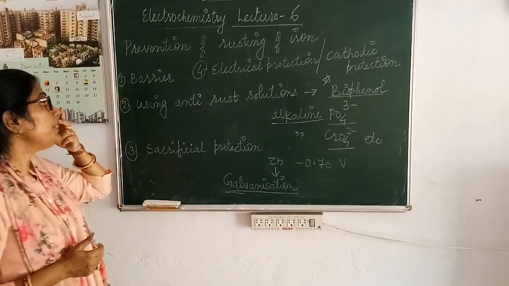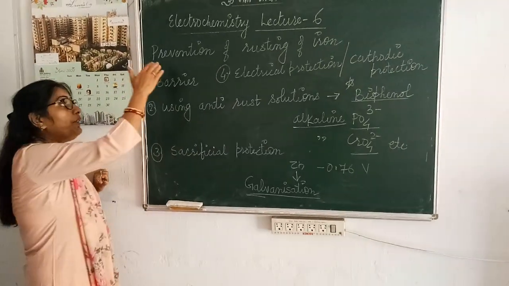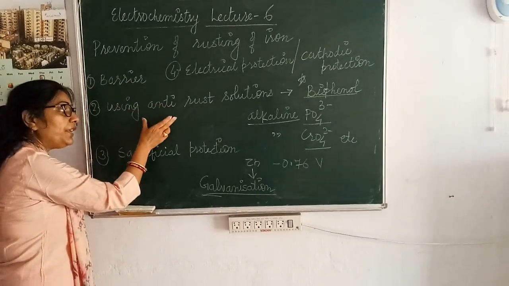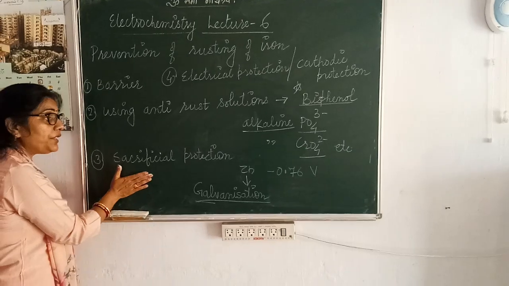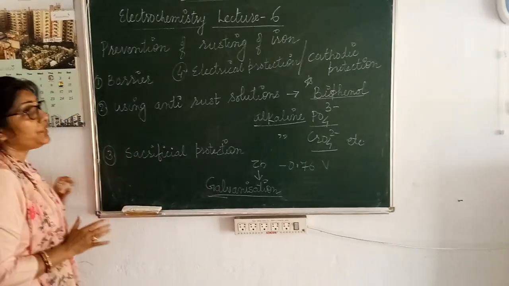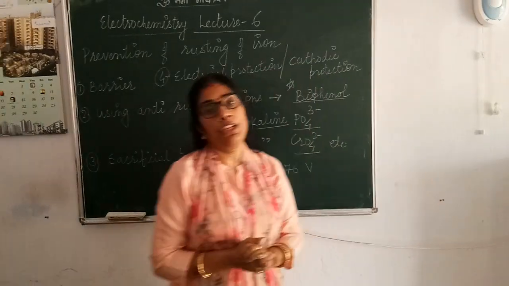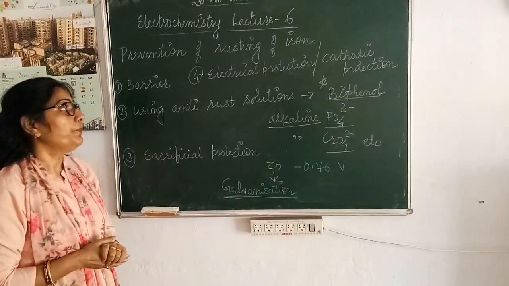So these are the measures by which we can prevent the rusting of iron: barrier protection, using anti-rust solutions, sacrificial protection where galvanization comes, and electrical protection or cathodic protection of iron.